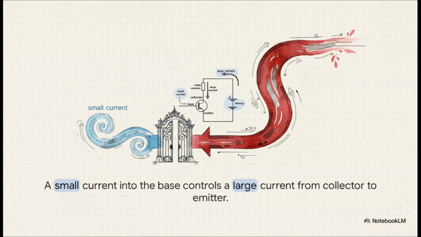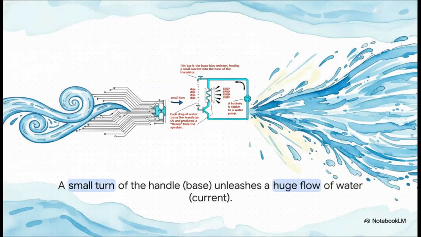All right, let's look at the technical side for just a second. You've got a small current that goes into what's called the base. Think of the base as a kind of gatekeeper. When that small current is there, it opens the gate and allows a much, much larger current to flow from the collector through to the emitter. So the bottom line is, a tiny little input controls a huge output. Still with me? Okay, now for that analogy.